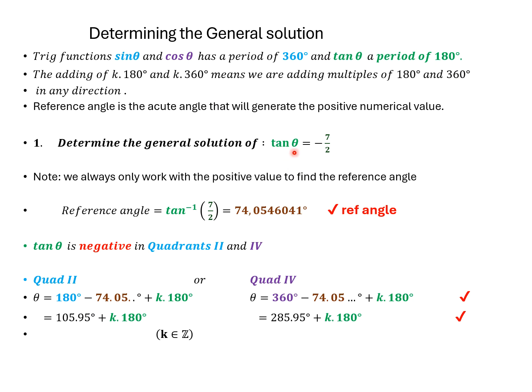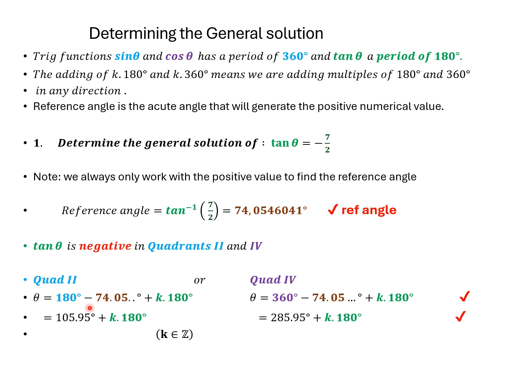Now we need to understand the cast rule. According to the cast rule, tan theta is negative in quadrant 2 and 4. Alright, quadrant 3 and 1 it is positive. So because they gave me negative 7 over 2, my answers lie in quadrant 2 and quadrant 4. So in quadrant 2, it will always be 180 minus the reference angle, and in quadrant 4, it will always be 360 minus the reference angle.